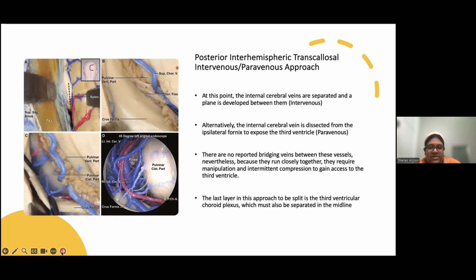Nevertheless, because they run so closely together, they require manipulation and intermittent compression to gain access to the third ventricle. The last layer in this approach is to split the third ventricle choroid plexus, which must also be separated in the midline.